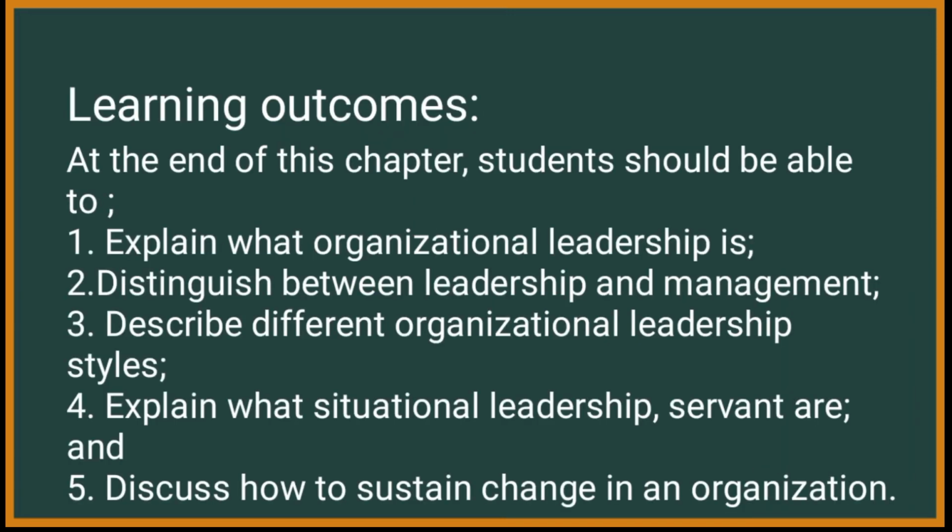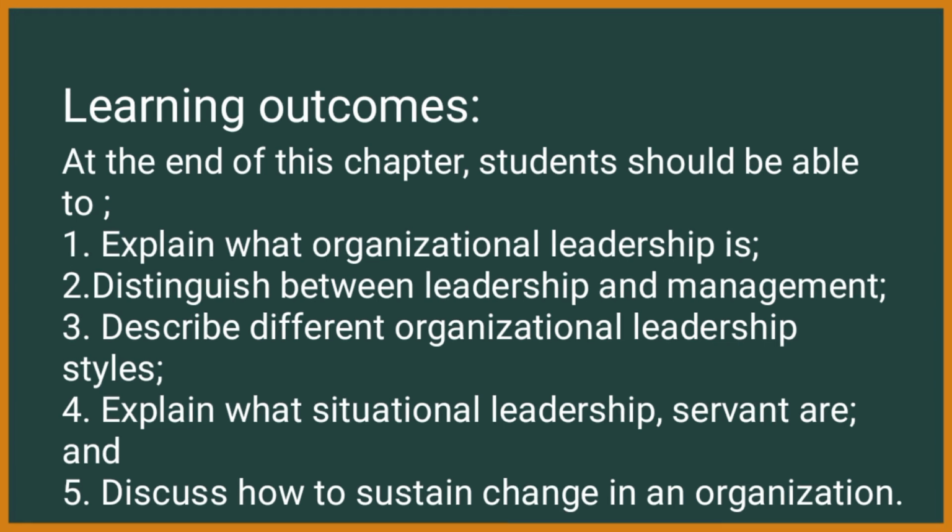So, in this chapter, we have 5 learning outcomes. Number 1, explain what organizational leadership is. 2, distinguish between leadership and management. 3, describe different organizational leadership styles. 4, explain what situational leadership servants are. And 5, discuss how to sustain change in an organization.